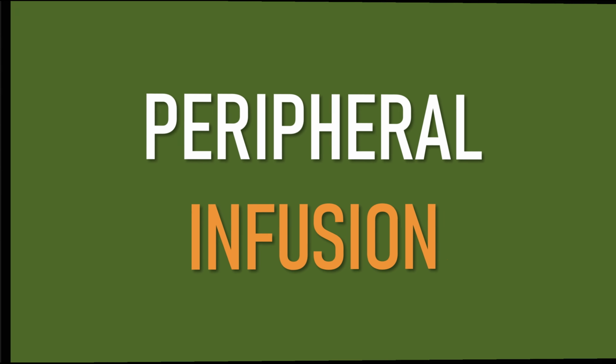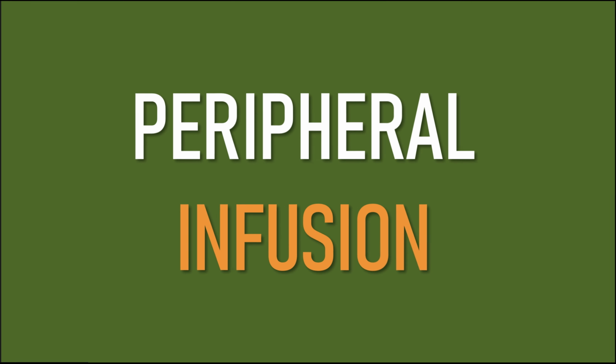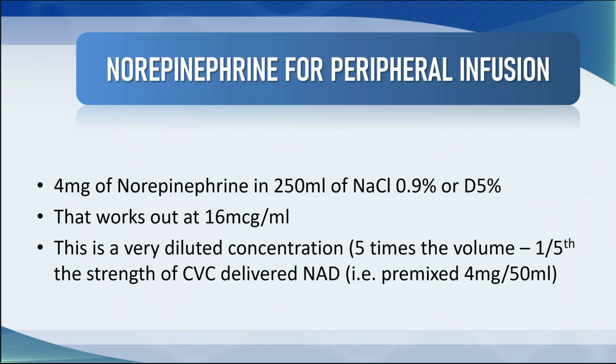Let's talk about peripheral infusions. We are now in the mid-2020s, and the era of drowning patients with isotonic fluid for sepsis is passing. And there is a movement towards using dilute norepinephrine through a peripheral IV catheter early to restore stressed blood volume to get the mean arterial pressure back up above 65 millimeters of mercury or within the normal range for that patient.